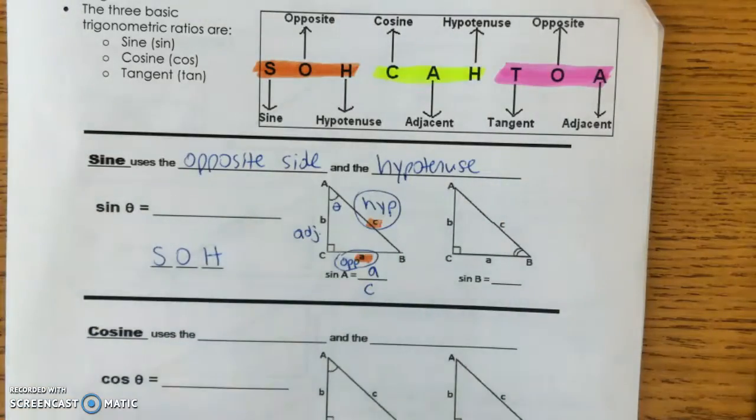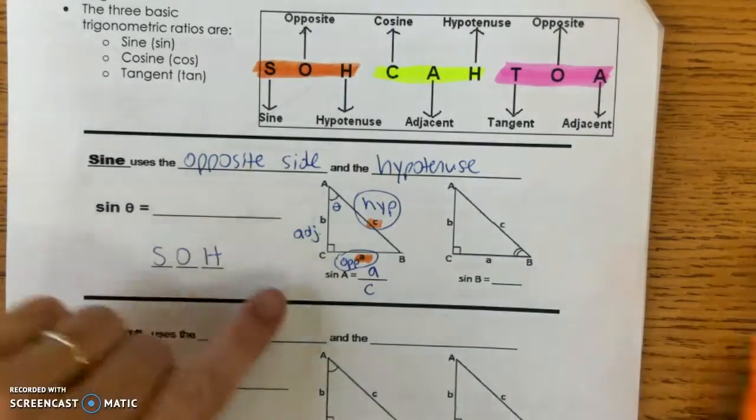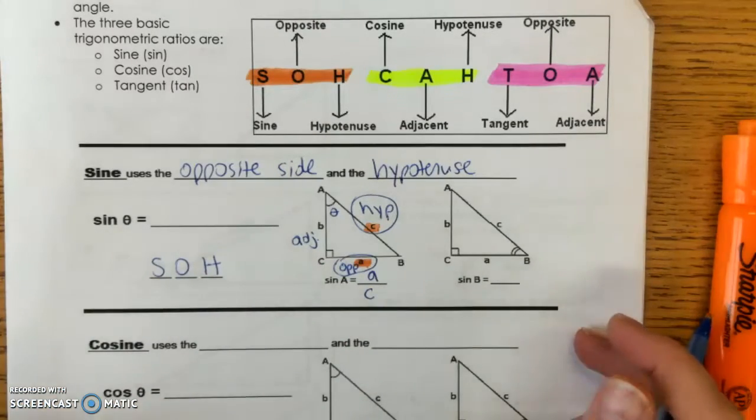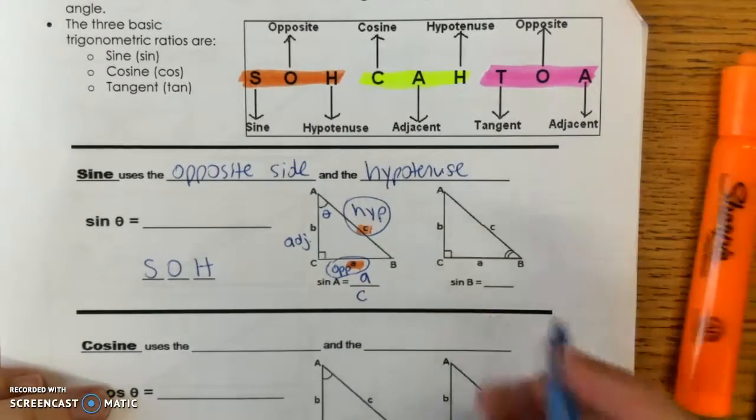My opposite over my hypotenuse. So my ratio for sine of theta is A over C.